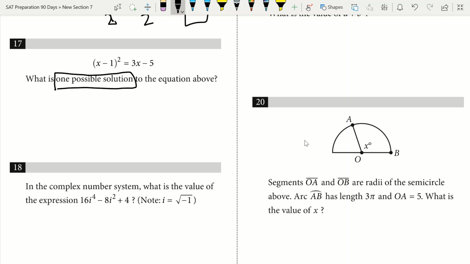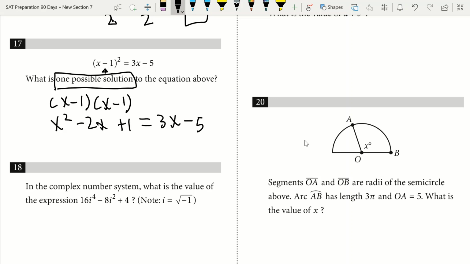Well, the first thing that I'm going to do is take this x minus 1 squared and go ahead and expand that. So that means I have an x minus 1 times an x minus 1. When I do that, I'm going to end up with x squared minus 2x plus 1. So I have that equal to 3x minus 5. I want to get all my x's on one side, and all my constants on one side. And I want to have this set equal to 0, because then I can factor it in order to solve for my solution.